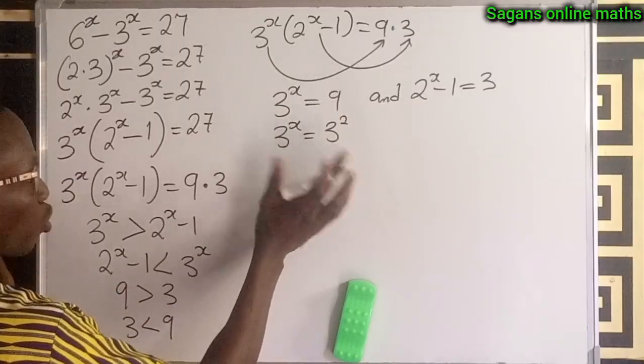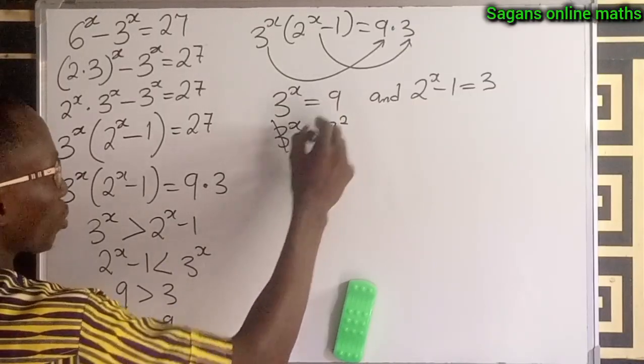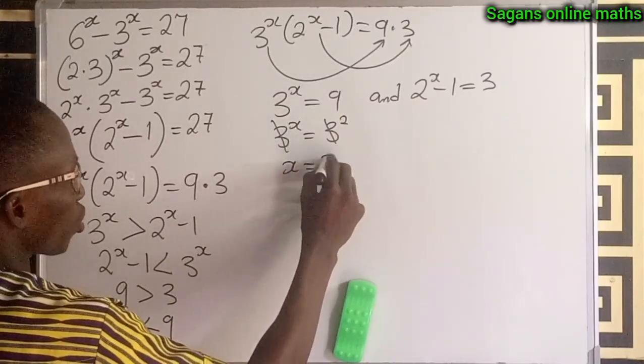Since the bases are the same, we can do without them and equate the powers. We can do without them. We see that x equals 2.